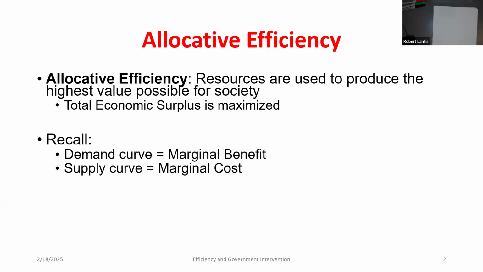Now, this net benefit, we'll start using a different term, which is economic surplus. So it's not like surplus and shortages in the number of units. Economic surplus is just the difference between marginal benefits and marginal costs, right? So net benefit is another way of thinking about what economic surplus is.